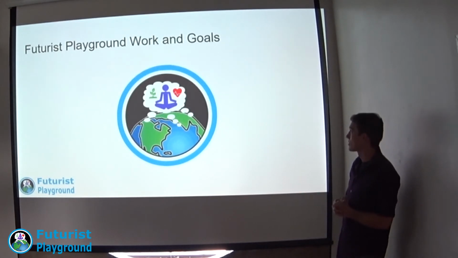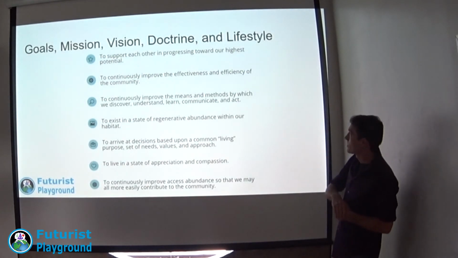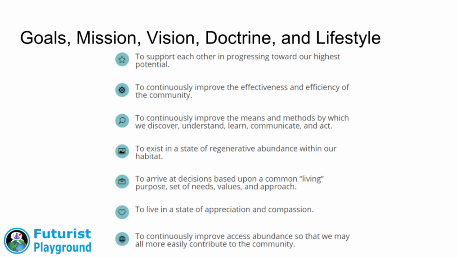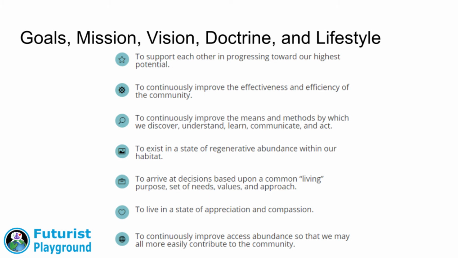So a little bit about our organization, Futurist Playground, our work and our goals. This is kind of being silly, but our goals, mission, vision, doctrine, and lifestyle is to support each other in progressing towards our highest potential, continuously improve the effectiveness and efficiency of the community, to continuously improve the means and methods by which we discover, understand, learn, communicate, and act, to exist in a state of regenerative abundance within our habitat, to arrive at decisions based upon a common living purpose, set of needs, values, and approach, to live in a state of appreciation and compassion, to continuously improve access, abundance, so that we may all more easily contribute to the community.